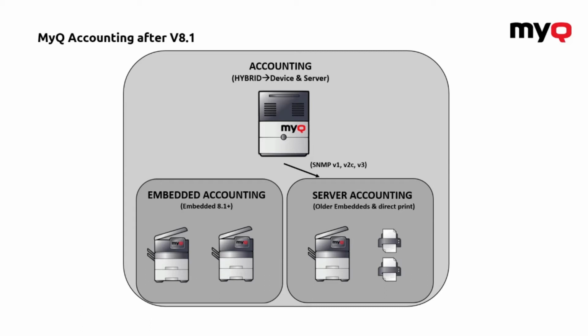Now, if you've got the embedded 8.1 and higher, the accounting is done by the embedded terminal. So it's no longer done on the server, but by the embedded terminal instead. What that brings is much more detail when it comes to the user session. So we're able to determine, for example, pages per job and everything. So we've got much more details about the actual session.